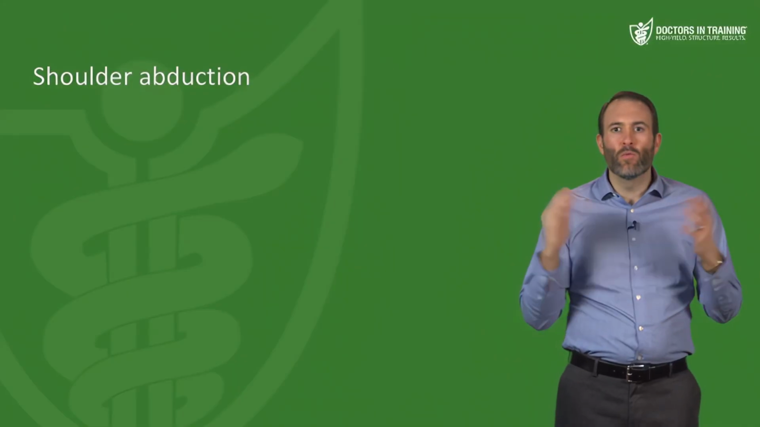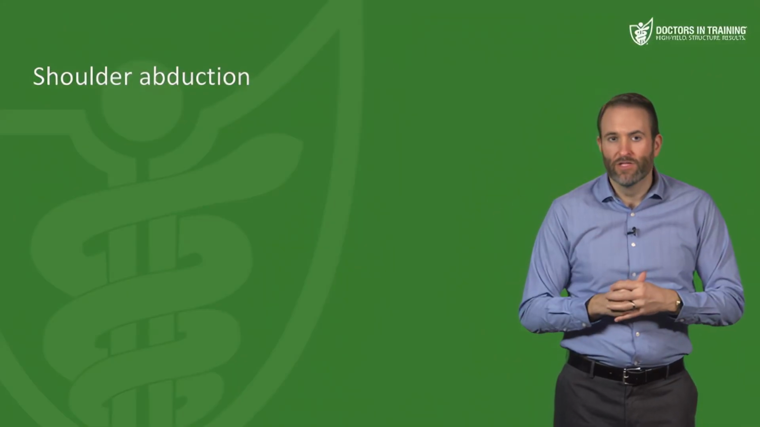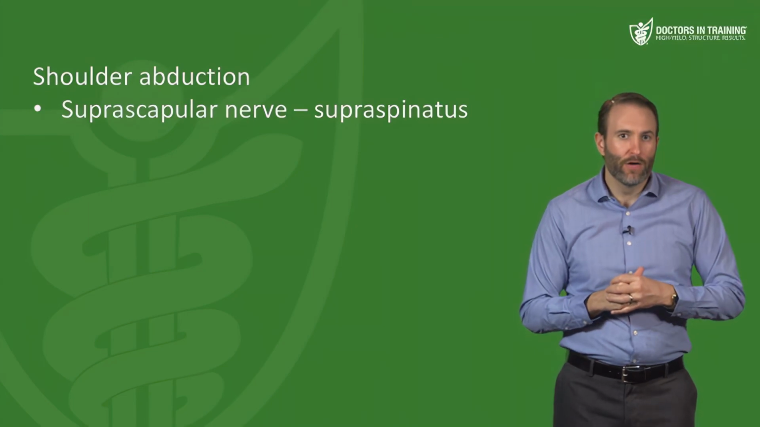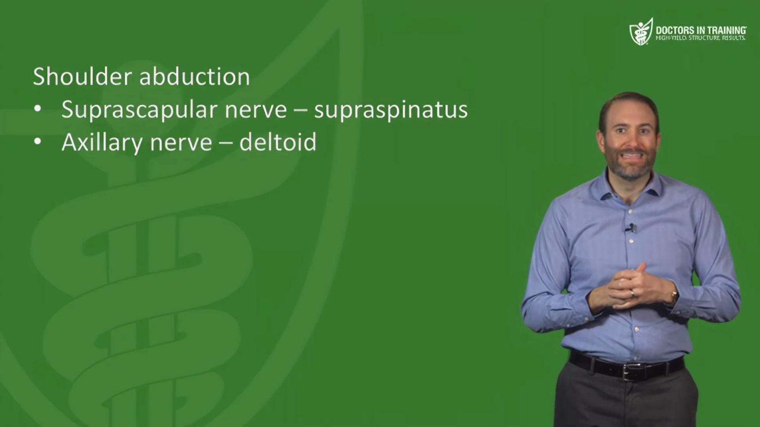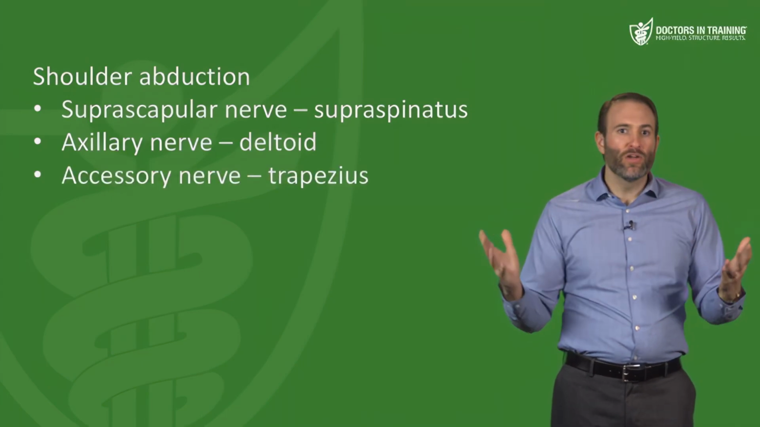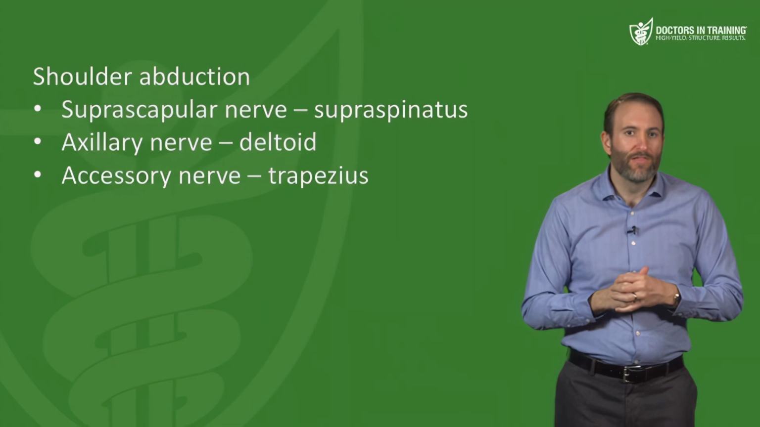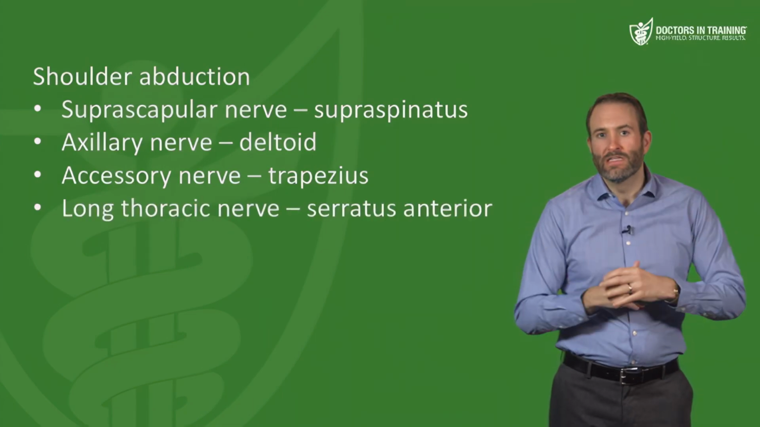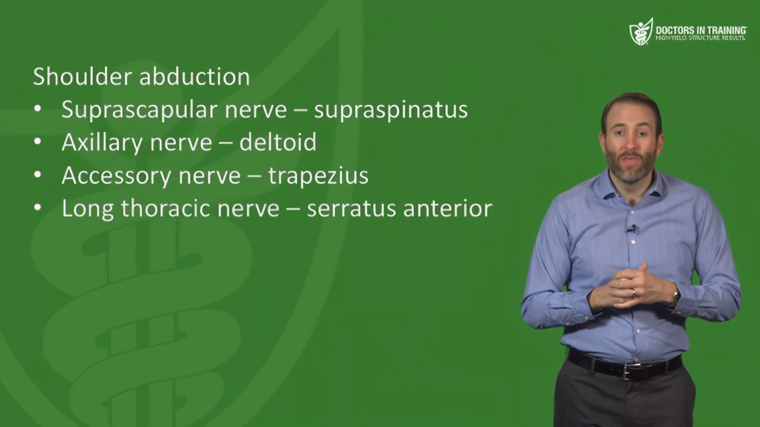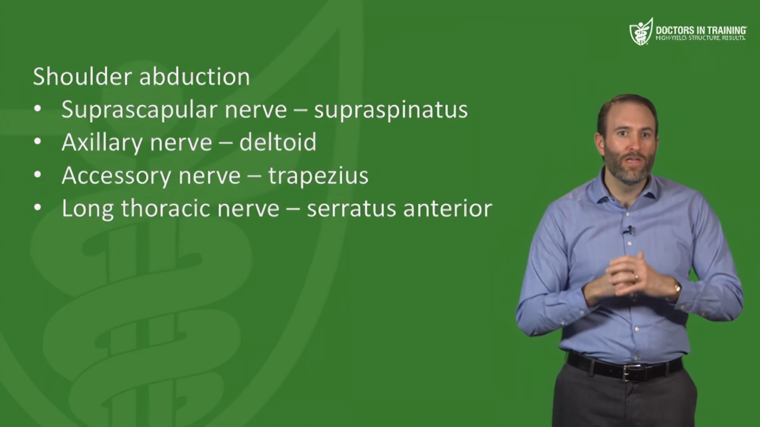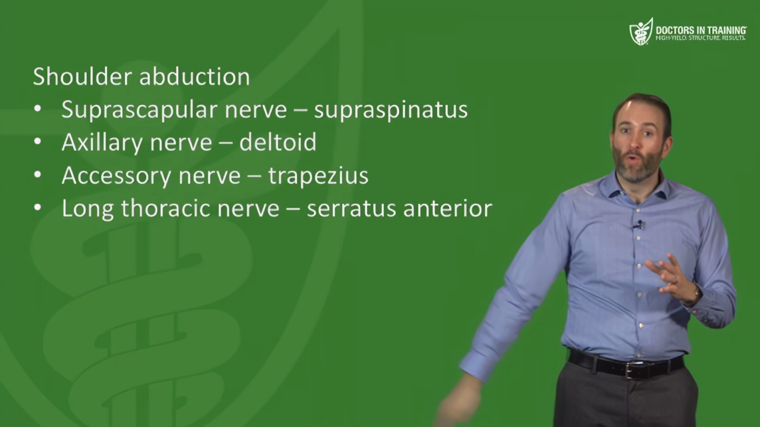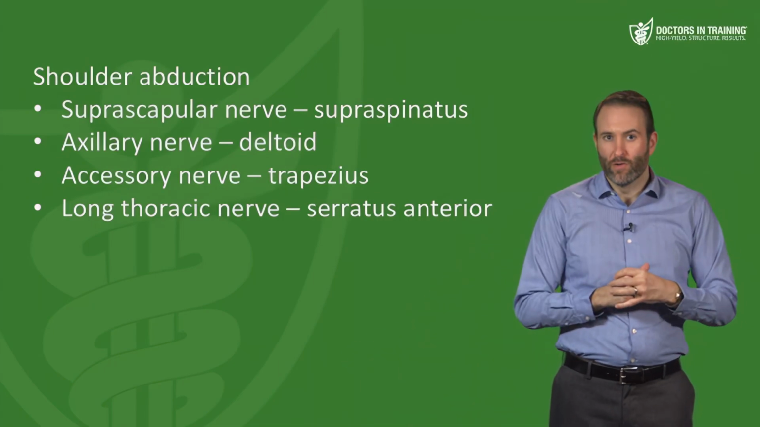So let's take it one more step and review the nerves involved. So the suprascapular nerve innervates the supraspinatus, the axillary nerve innervates the deltoid, the accessory nerve innervates the trapezius. And then finally, that long thoracic nerve is going to innervate the serratus anterior. So if a patient has shoulder abduction problems, look precisely where they have the weakness. Is it with initiating, before 90 degrees, or after 90 degrees?